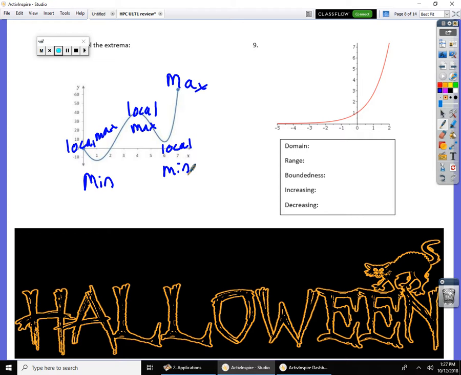Again, if it does not have endpoints, it's assumed to have arrows. So what's my domain? All real numbers. My range is y greater than or equal to? What's the lowest value for y? 0. Do I know the max or the min, or both? Which one do I know? Max or min on this picture? I know the min, therefore it's bounded below.